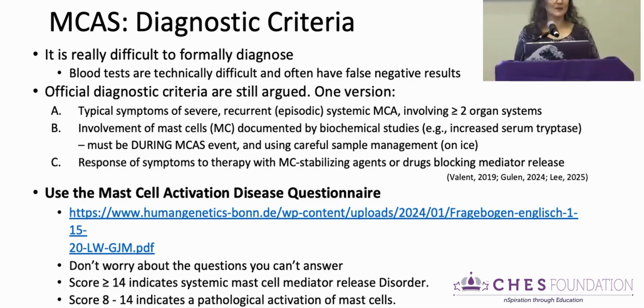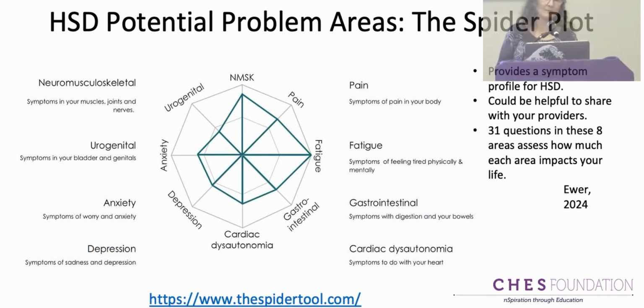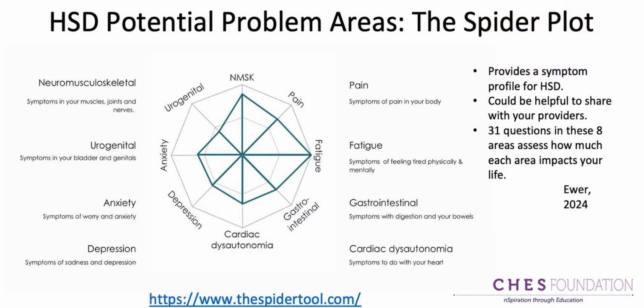So that's a good way to figure out if you have mast cell activation. If you think you probably do, the definitive diagnosis is really, really difficult. So if people with hypermobility have so many symptoms, what are we going to do about it?